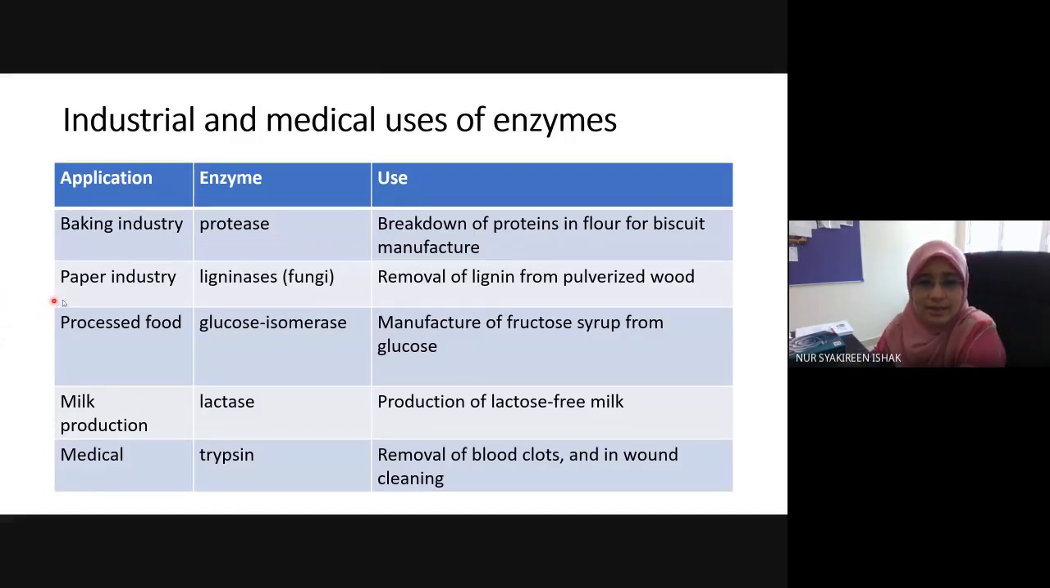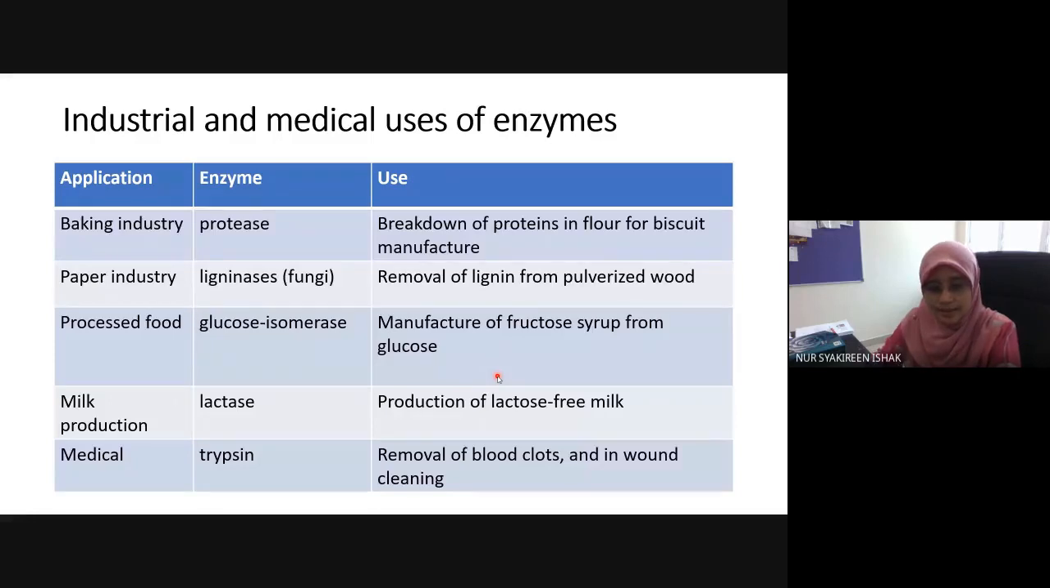And then paper industry, ligninase, removal of lignin from pulverized wood, untuk hasilkan kertas daripada kayu. And then processed food, glucose isomerase, manufacture of fructose syrup from glucose. So, macam saya cakap tadi lah, kan glucose dengan fructose adalah isomer. So enzyme glucose isomerase ni is to convert glucose into fructose to form fructose syrup. Yang banyak ada dalam itin awak tu, kan? Itin semua tu ada fructose syrup.